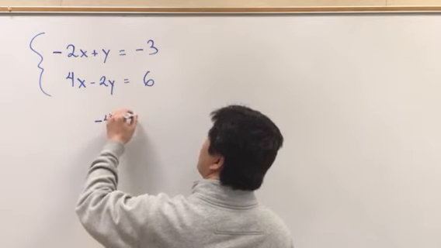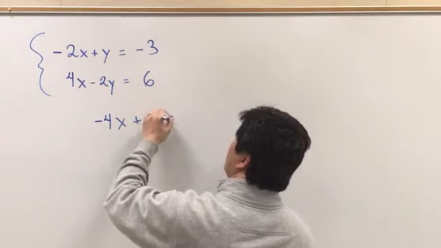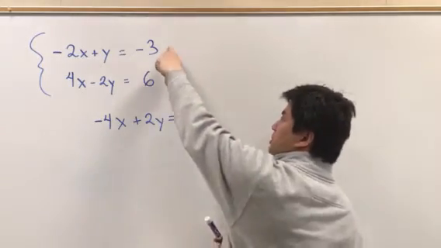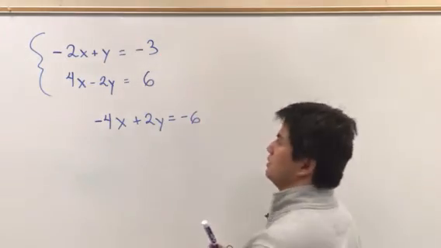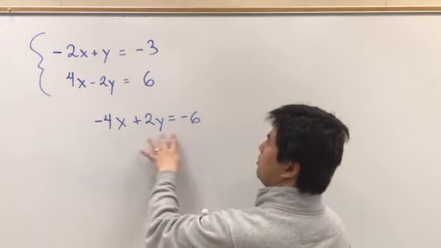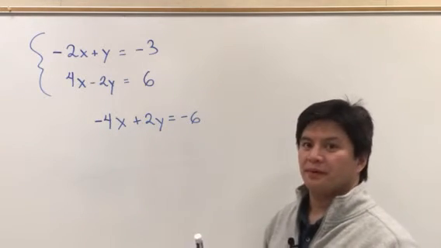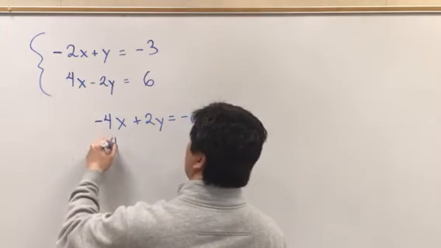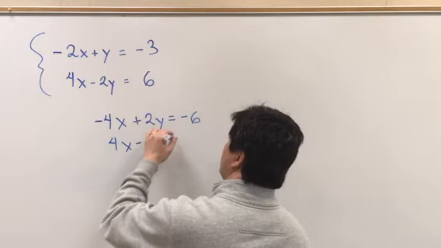Negative 4x plus 2y equals negative 6. So what I've done is I've taken this top equation and I've multiplied everything by 2. Negative 4x plus 2y equals negative 6. And I'm going to leave the other equation alone. Minus 2y.